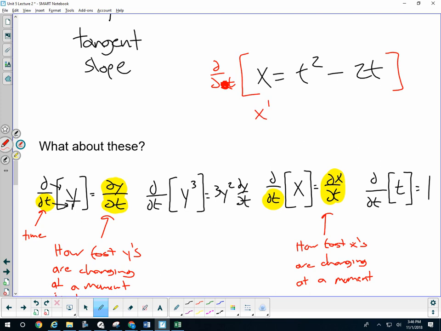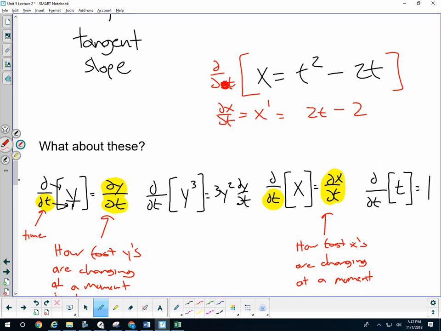That would give me x prime, or dx/dt, equals 2t minus 2. And if you think about it, how quickly my x's are changing, how quickly my position's changing, that gives me the velocity. My position's here at this moment, and then just a split second later, it's here. I know I'm moving left at that rate. So this is change in position at a specific moment in time, or change in my x location at a specific moment in time.